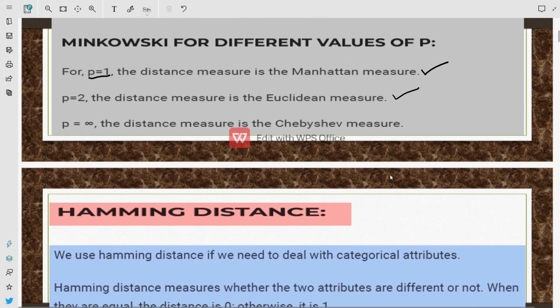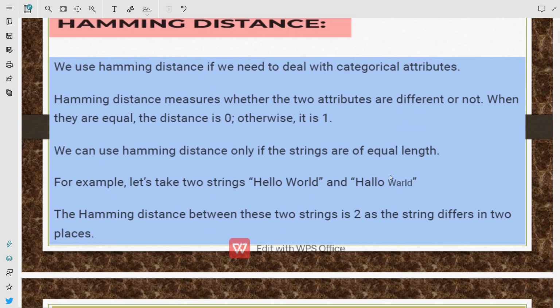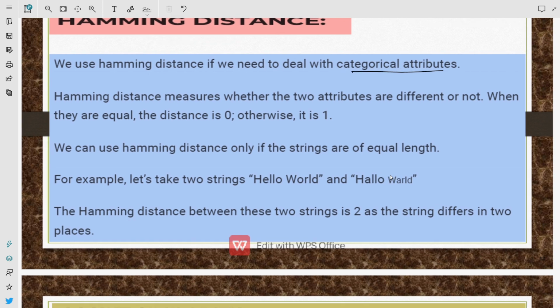Now we'll discuss the Hamming distance. It's a very simple distance measure which we work out on strings. We use Hamming distance if we need to deal with categorical attributes. Let's go to the example. Hamming distance measures whether two attributes are different or not. Assume that we have two strings to compare, and we have to give the result as to whether they are the same or not.